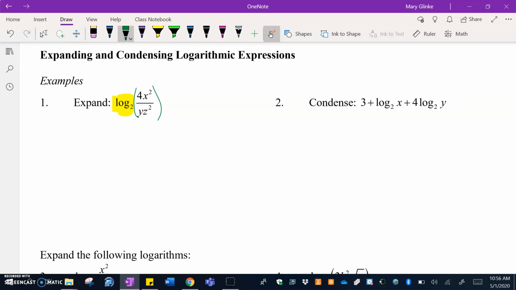What I'm going to do is figure out how many different things I'm taking the logarithm of. In other words, how many different bases do I see inside of my logarithm? So I see something that's a 4, so that's a base of an x, a y, and a z. So that's how many different terms are inside my logarithm. That's how many times I'm going to write my logarithm. So I'm going to do log base 2, and I'm going to give myself some space. I'm going to write out 4 of these.